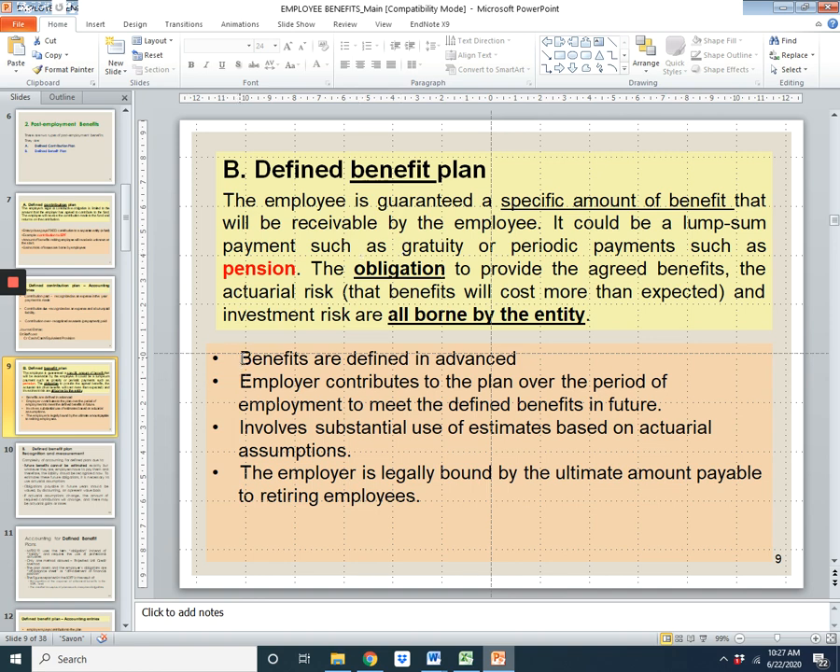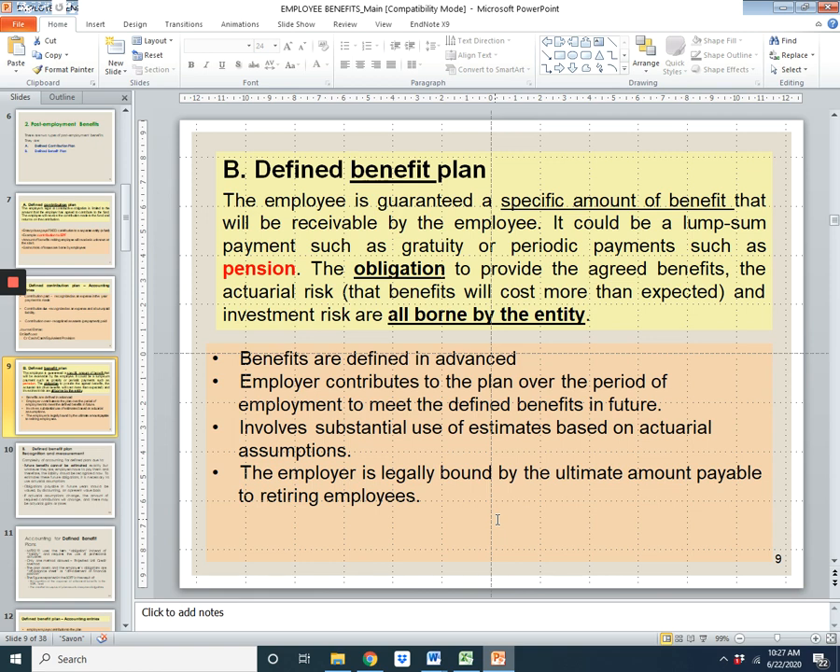So defined benefit plan is a situation where the benefits are defined in advance. When I enter the job, I already know that I will have this opportunity. I will get pension, I will get gratuity. So that's what is meant by defined benefit plan. The employer contributes to the plan over the period of employment to meet the defined benefit in future. It involves substantial use of estimates based on actuarial assumptions. The employer is legally bound by the ultimate amount payable for retiring employees.